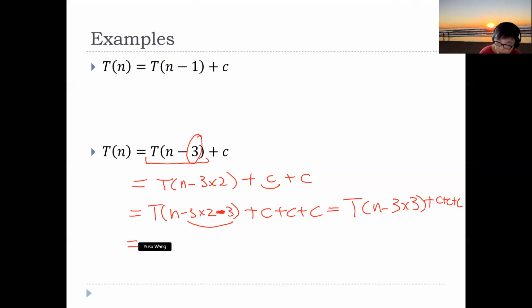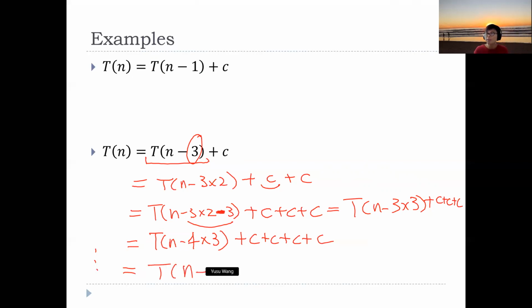If you do it one more time, inside becomes n minus 3 times 4. You figure out the pattern: every time you unroll one more time, inside you take 3 away. So if you do this k times, inside you subtract 3k. And outside, every time you unroll it, you add another c. If you do this k times, outside you add c times k. So this is what we have.